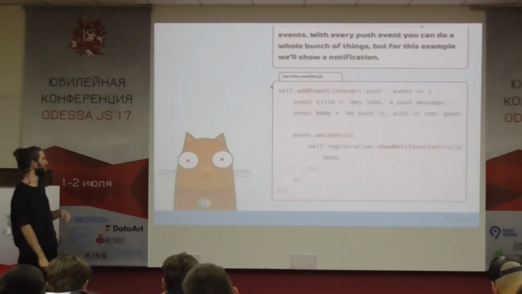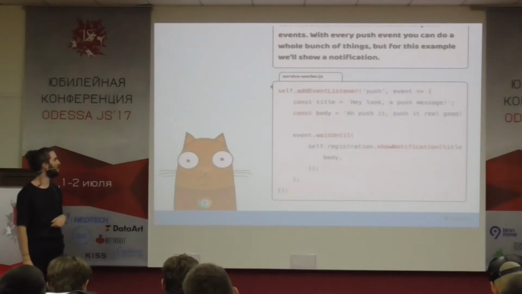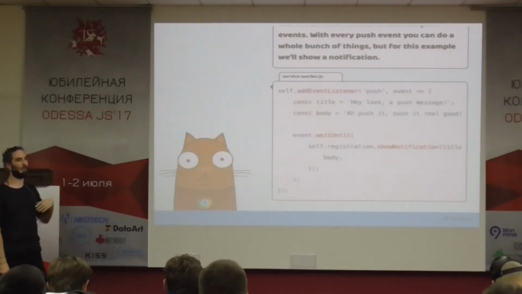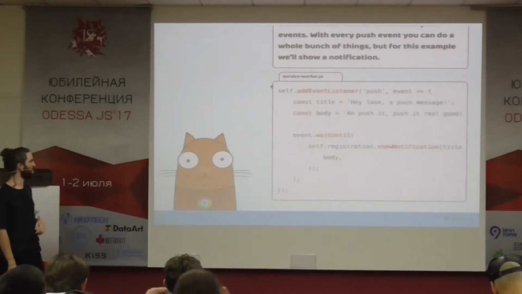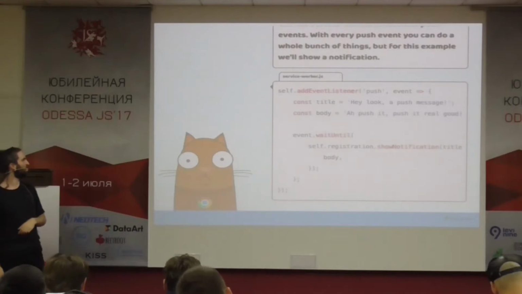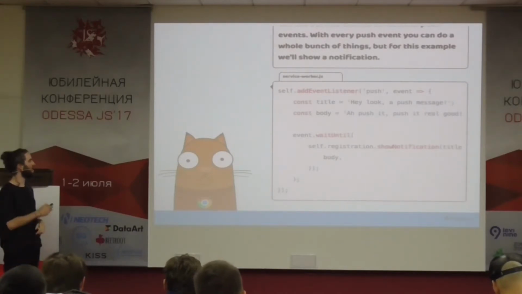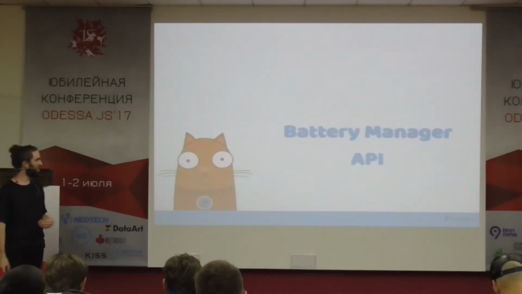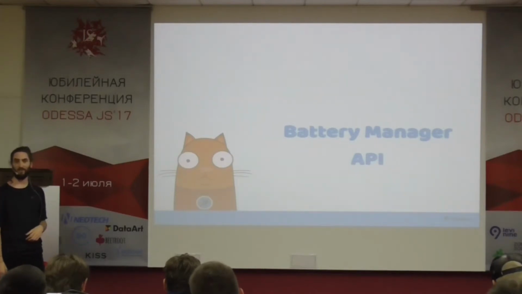It's a little bit different. You start the registration, show notification, and then show a title or body. You can also send the title and body in with your push notification, but just to make it easy, I hard-coded it in this example. So yeah, that's basically how you can show a push notification on the web.